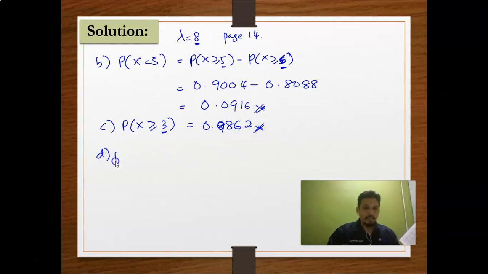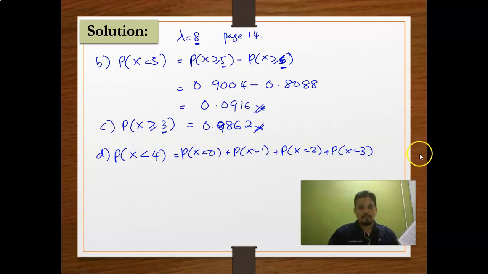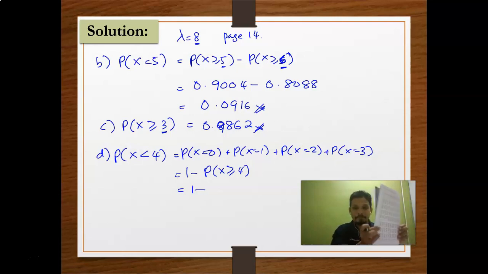And D, probability of x less than 4. This is the probability of x equal to 0 plus x equal to 1 plus x equal to 2 plus x equal to 3. It does not include 4. The summation of all the probabilities equal to 1, so we come up with 1 minus the probability of x greater than or equal to 4. Lambda equal to 8 and r equal to 4, and the value here is 0.9576, so 1 minus 0.9576 equals 0.0424.